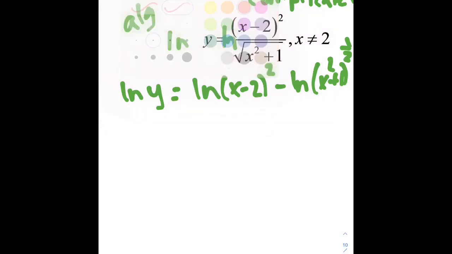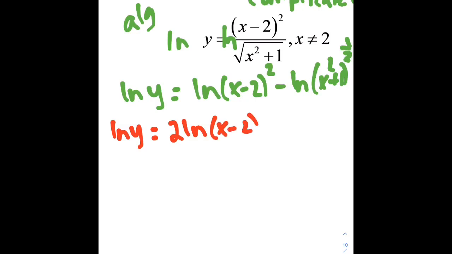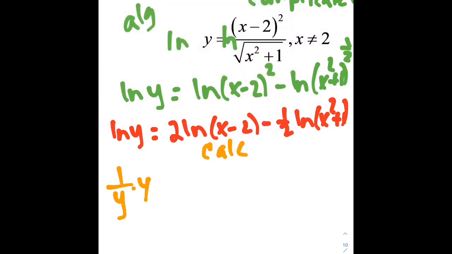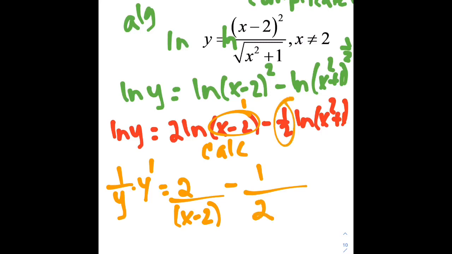In a further algebra step, this gives me 2 natural log of x minus 2 minus 1/2 natural log of x squared plus 1. And again, why on earth would I want to do that? Because now when I do my calculus step, I'm just going to get 1 over y times y prime equals 2 by constant multiple rule over x minus 2, technically times 1, the derivative of that is 1, minus 1/2 by constant multiple rule over x squared plus 1 times the derivative of the interior, which is 2x.